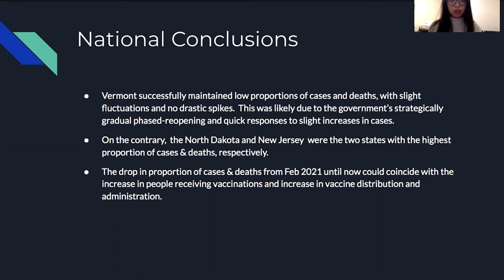North Dakota and New Jersey were also the two states with the highest proportion of cases and deaths, respectively. The drop in proportion of cases and deaths from February 2021 until now could coincide with the increase in people receiving vaccinations and distribution overall.